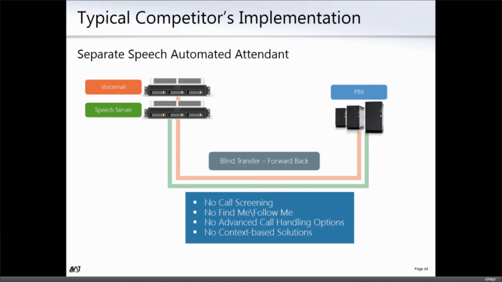But what you really lose is the integration. So you're not going to have call screening. You're not going to have the find me, follow me list that can be implemented by this. Those advanced calling options like acknowledge and transfer, none of that's going to be there. And no context-based solutions. Here's the thing. When somebody calls into our system and says, Neil Butler, it's not necessarily going to do what I told it, what I programmed it, because context is going to say, you know what? Neil's in a meeting right now. He has told me when he's in a meeting, don't transfer calls to his desk. So all of that comes from integration, and no one else has that.